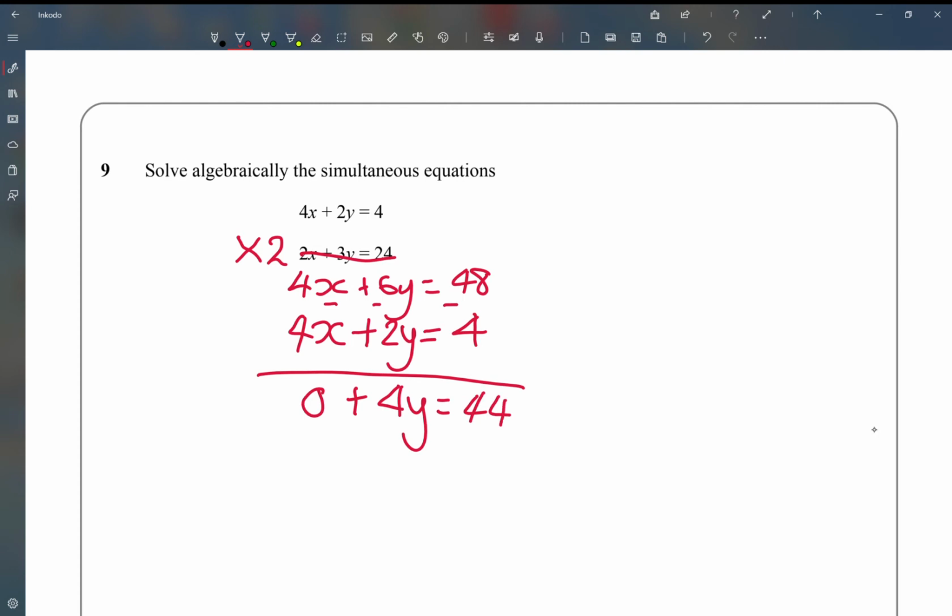Okay, excuse my 4's look a bit different. Okay, and then divide by 4 to get y equals 11. And the next step, once we know 1, we then work out what x is, and we can use any of these equations here. Any of the equations.